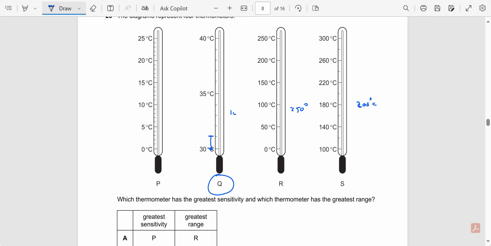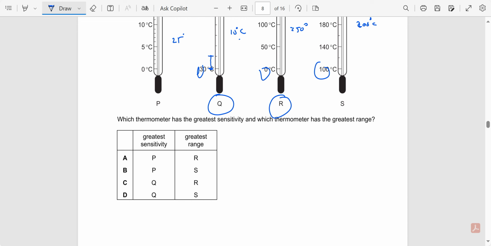This is 10 degrees of a range, and this is 25, because we need to find the change. So 40 minus 30 is 10, 250 minus 0 is 250, 300 minus 100 is 200. So this has the greatest range, so it's Q and R, that's C.